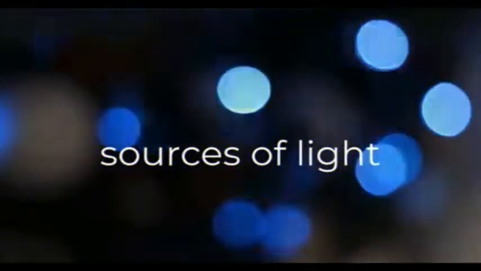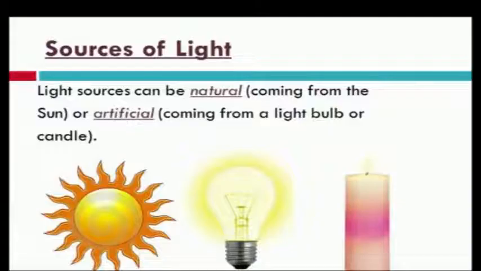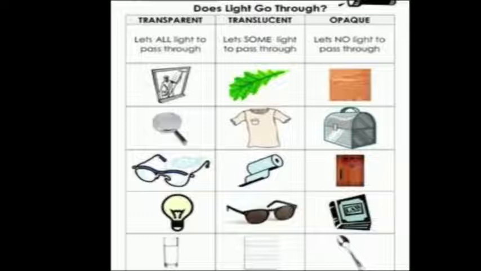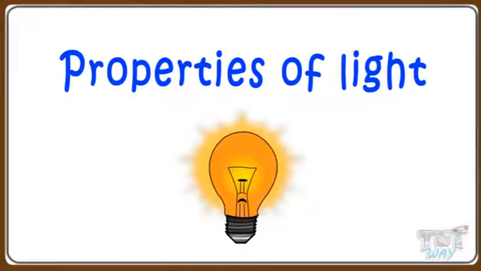In the last class, we were discussing the sources of light. Then, what else did we discuss? The different types of objects according to the light passed through them, isn't it? I said that in the next class we'll be studying the specialties of light. What is the specialty? The properties of light, the features of light. So, the properties of light.